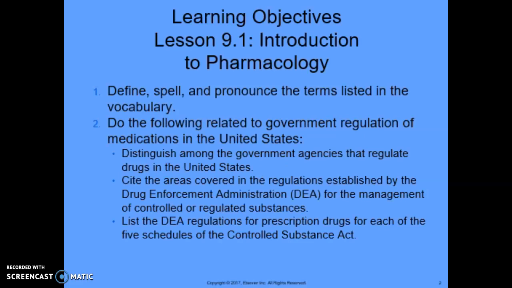We'll start with learning objectives. Define and spell pronounced terms listed in vocabulary. Do the following related to government regulation of medication in the United States. We should be able to already distinguish among the government agencies that regulate drugs in the United States. Cite the areas covered in the regulations established by the Drug Enforcement Administration, the DEA, for the management of controlled and regulated substances. List the DEA regulations for prescription drugs for each of the 5 schedules from the Controlled Substance Act.